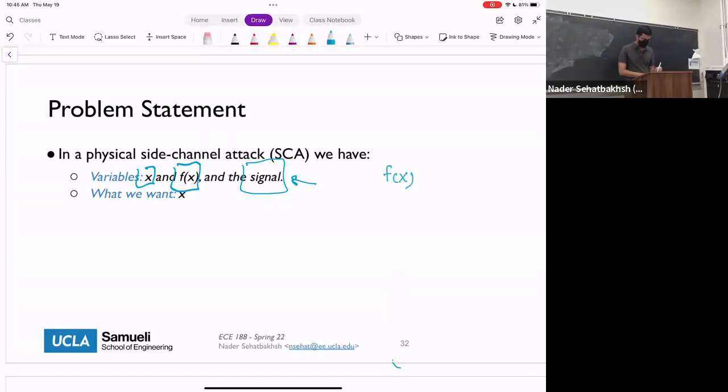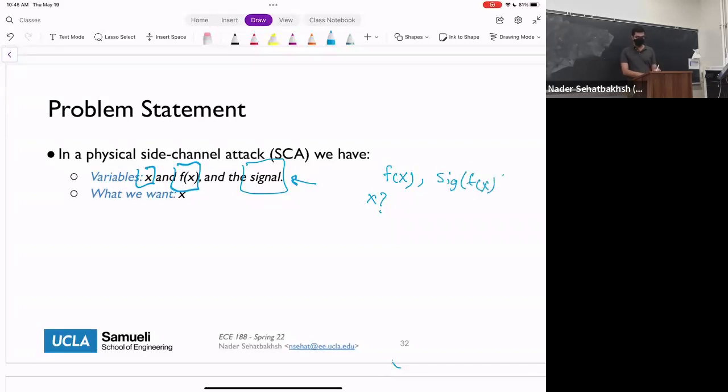We can query the system and get the f of x. We don't know what x is, right? And we said that if we can break the system and get the key, then obviously we have the answer. But we already proved that that's not possible. But with side channel attacks, not only do we get the f of x, but we get the signal of f of x. What is that signal?